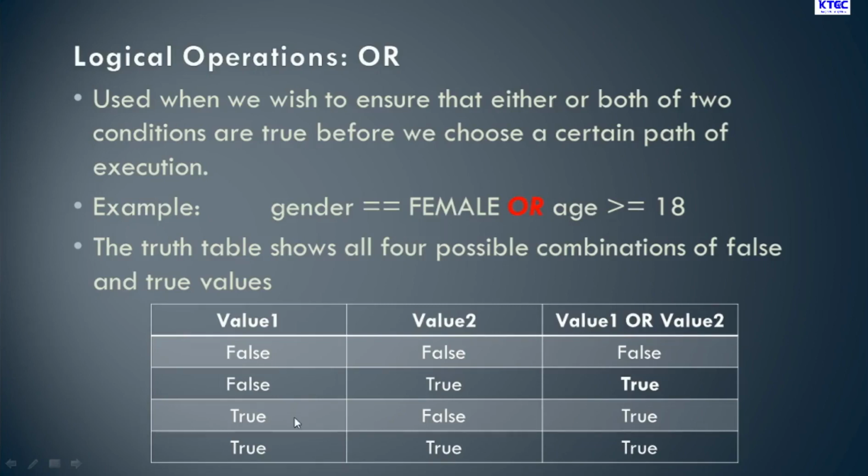Now let's look at the table. False, false here means you are not a female but rather a male, so you are not qualified. Here too, false means you are less than 18, so you are not qualified. Now here is false.